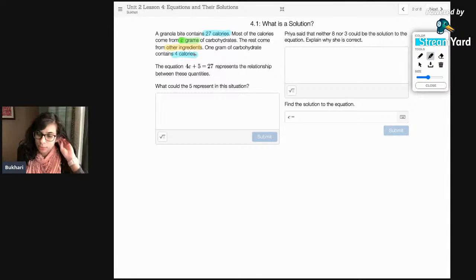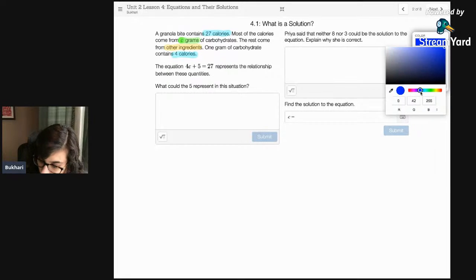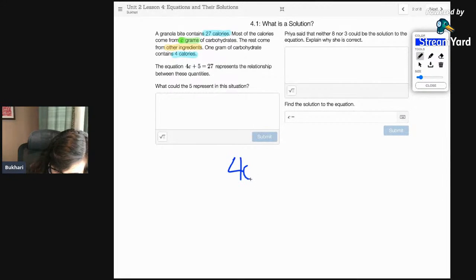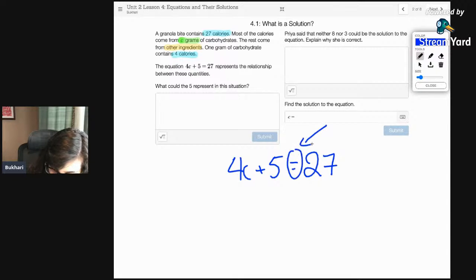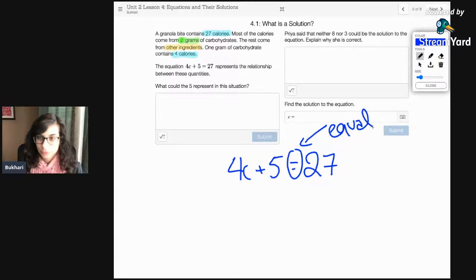And so the question then becomes, okay, Priya says that neither 8 nor 3 can be a solution to an equation. And think back to what you remember about what is a solution to an equation, right? A solution to an equation is what makes the equation true, right? And you see here that you have an equal sign. I have 4C plus 5 equals 27, right? I have an equal sign here. When things are equal, I know that if I have 27 on this side, this is almost a balance beam or a scale if you want to think about it this way. I have 27 here. And so I also need my left side to also equal 27.